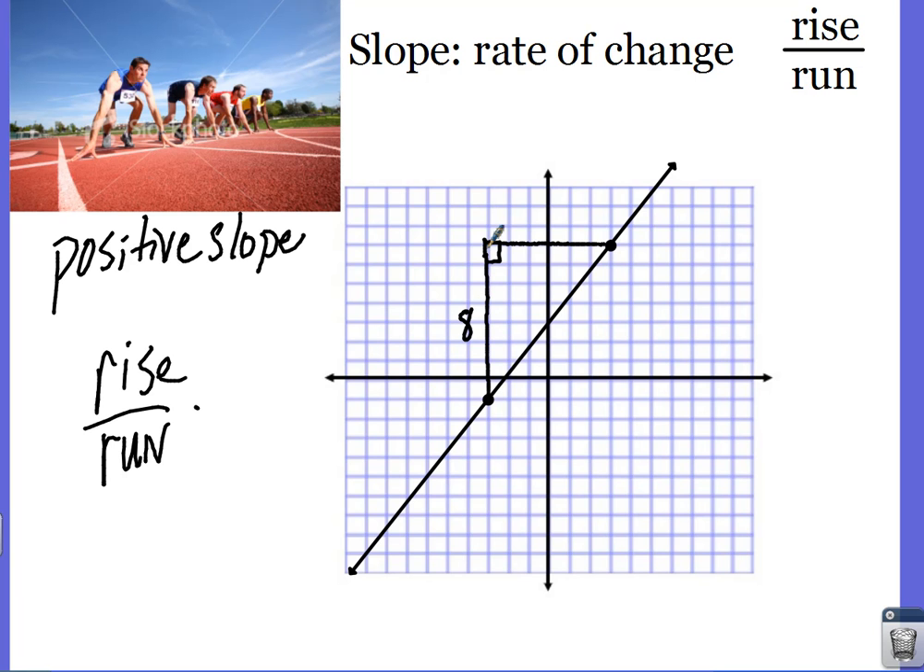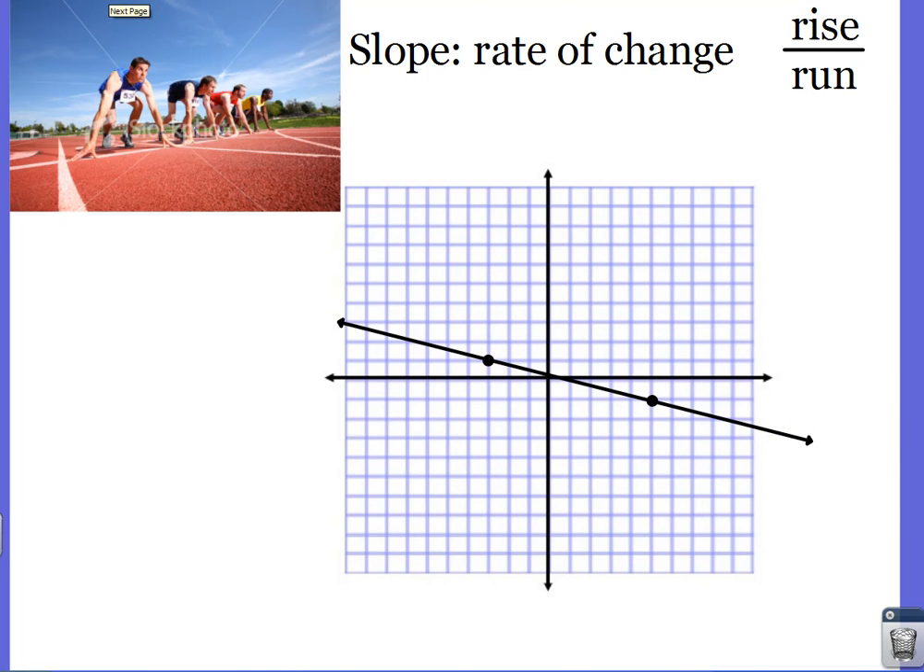Then we have to run to the right. So since we're running to the right, this number is also going to be positive. 1, 2, 3, 4, 5, 6. Okay. So when we write the slope, it's always the rise, which is 8, over the run, which is 6. And since these are written as fractions, you should always reduce these. Since 2 will go into both of them, 8 divided by 2 is 4, 6 divided by 2 is 3. So this one is said to have a slope of 4/3.